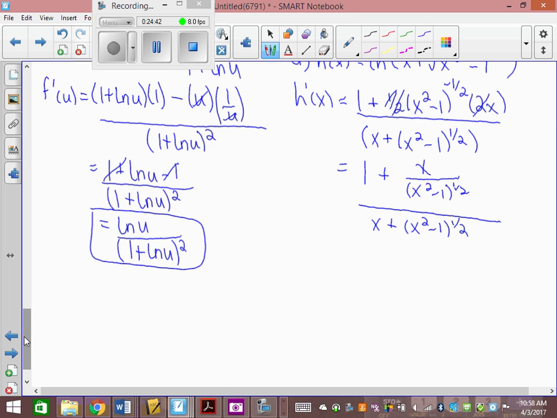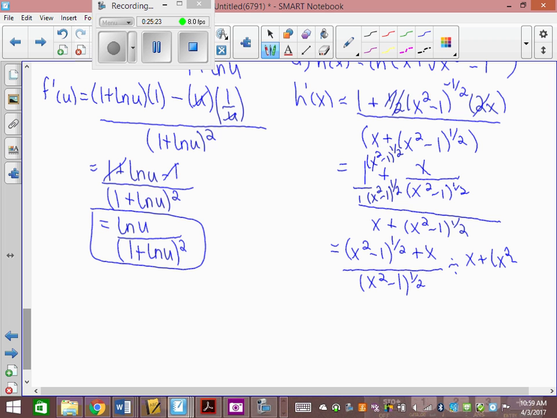It's just like when you did trig. You had to have the entire top over one denominator before you could divide by the denominator and cancel in trig proofs. It's the same thing. So I'm going to multiply it by x squared minus 1 to the half. On the top, I'm left with x squared minus 1 to the half plus x all over x squared minus 1 to the half, divided by x plus x squared minus 1 to the half.